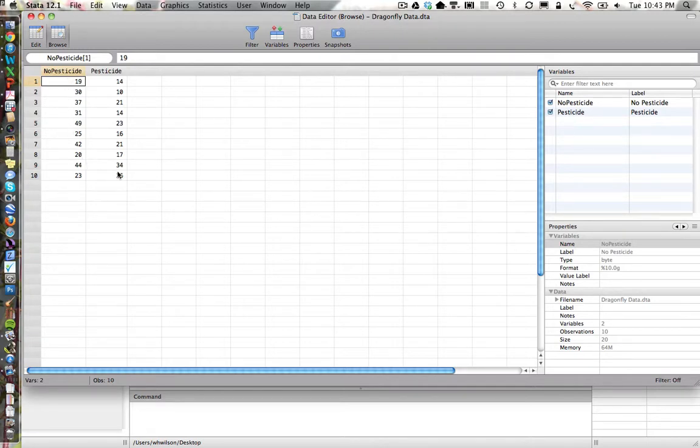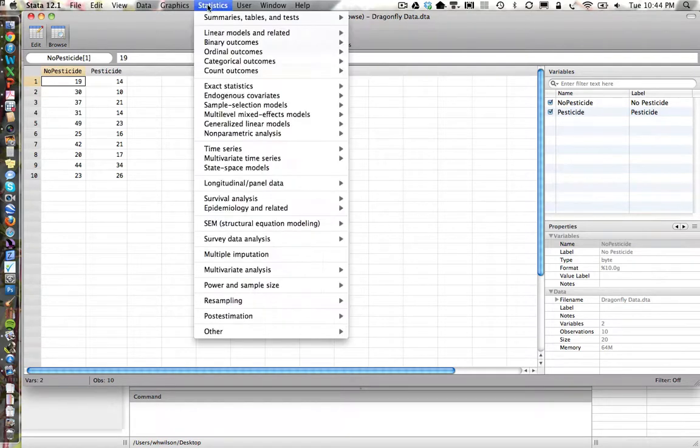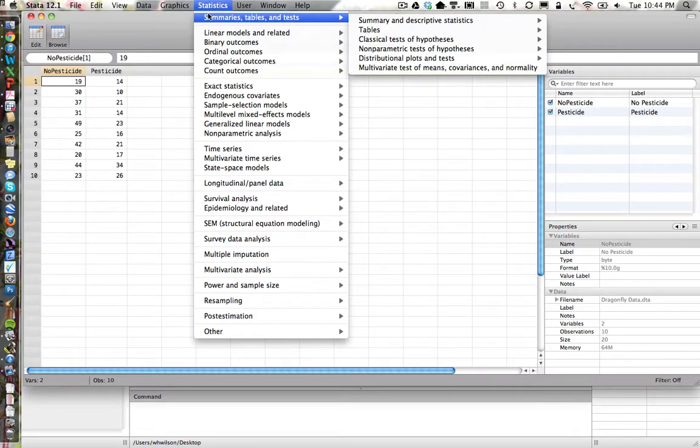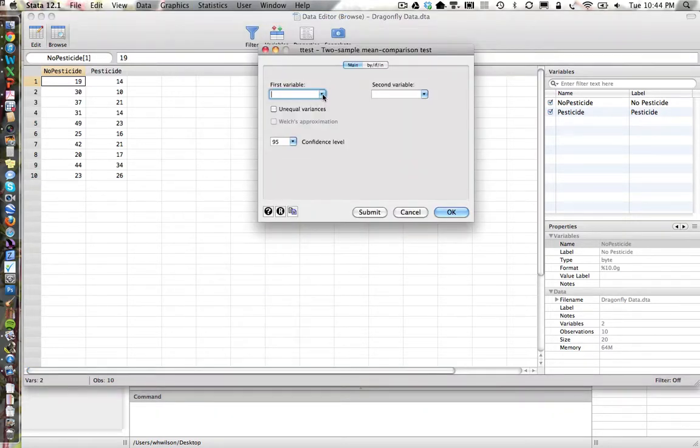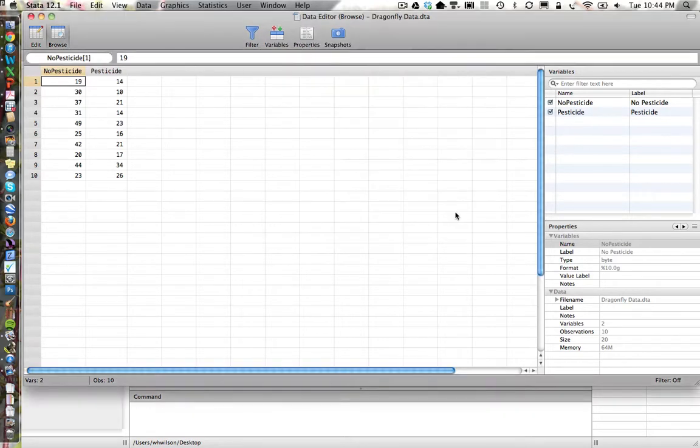So to test this hypothesis, we're going to use the student t-test, and what we're going to do is go up to our statistics pull-down menu and pick summaries, tables, and tests. And this time we're going to pick classical tests of hypotheses, and we're going to pick the two-sample mean comparison. We're looking at two different means, pesticides and no pesticides. So we'll click on that, and our first variable is going to be the no pesticide treatment, and the second would be the pesticide treatment. And our 95% confidence level is what we generally use in biology. So we're going to say OK.